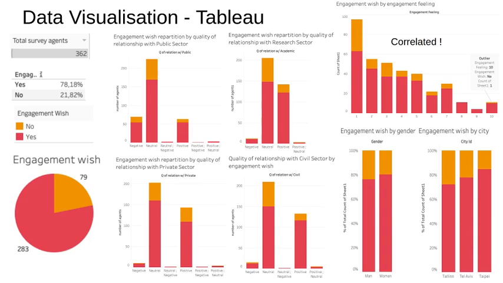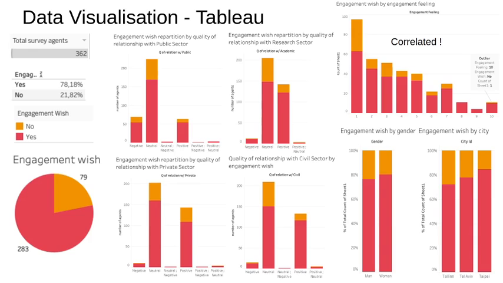And then I tried to check if the engagement wish has some insights to cross with the quality of relationship with the different categories of agents, which are public sector, research sector, private sector, and civil sector. To be honest, I cannot find anything really relevant to say about that. So it looks like the engagement wish of the citizens is not influenced by the quality of relationship they have with this or that category of other citizens, stakeholders.